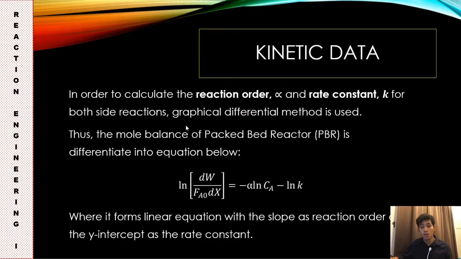Now, in order to calculate the reaction order, which is alpha, and the rate constant K for both reactions, the method that we use is the graphical differential method. To use this method, the mole balance of the PBR will be differentiated into a linear equation where the slope will be the value of alpha and the y-intercept will be the value of K, which is the rate constant.